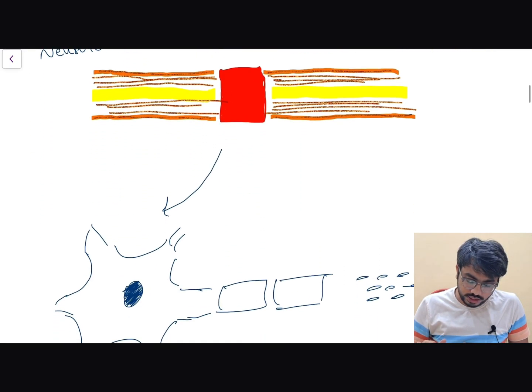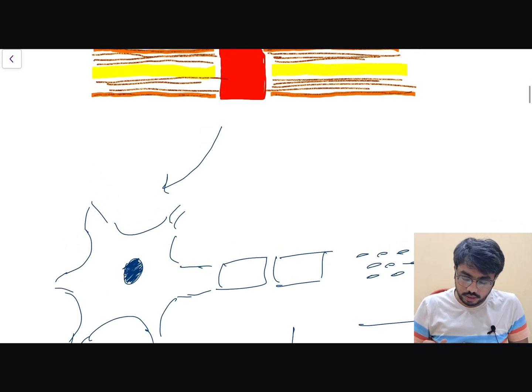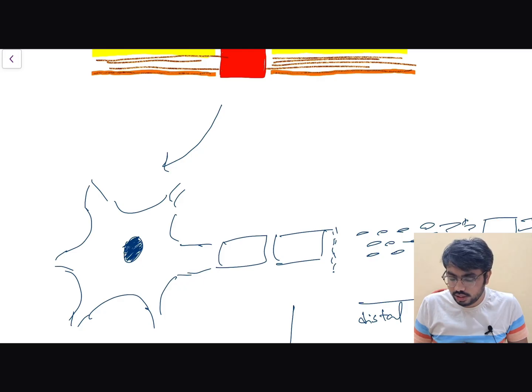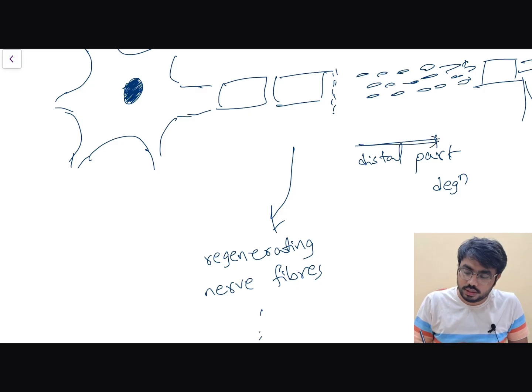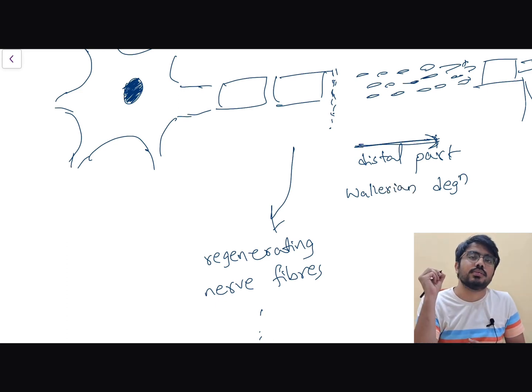Now suppose there is an injury to the nerve. What happens? Suppose there is an injury here. Any part which is distal to the part of the injury undergoes degeneration. Suppose this is the injury level, any part which is distal to it should undergo degeneration. What is the name of the degeneration? Can anyone guess? Yes, it is Wallerian degeneration.